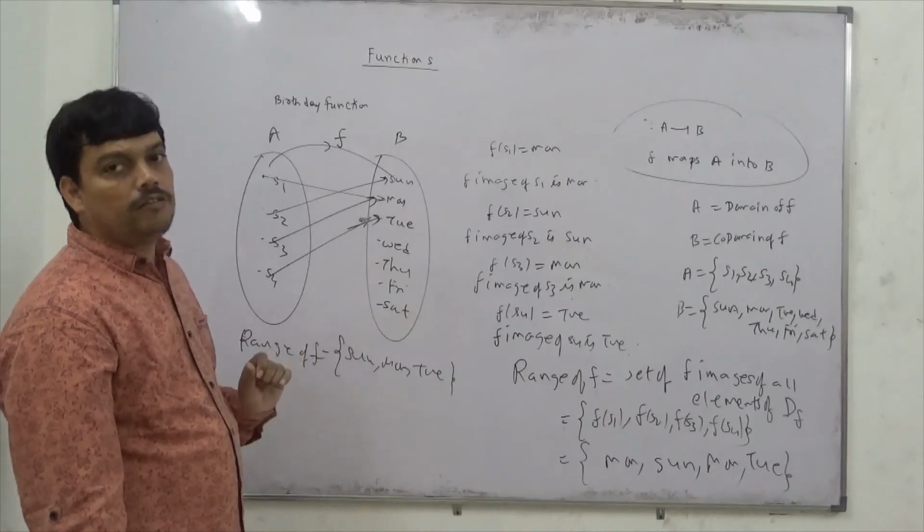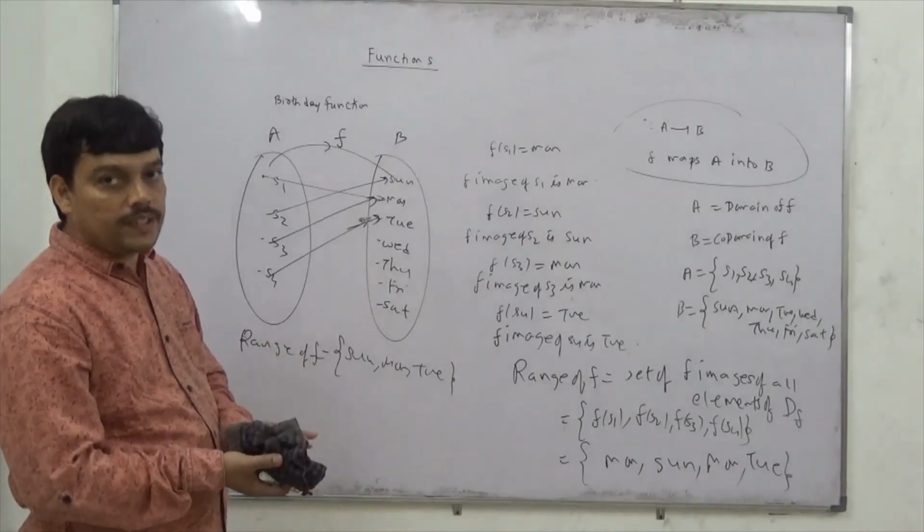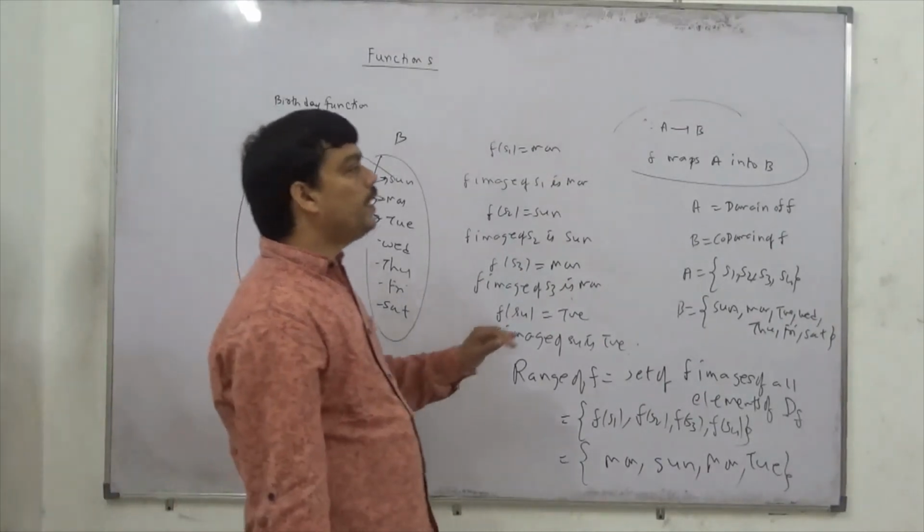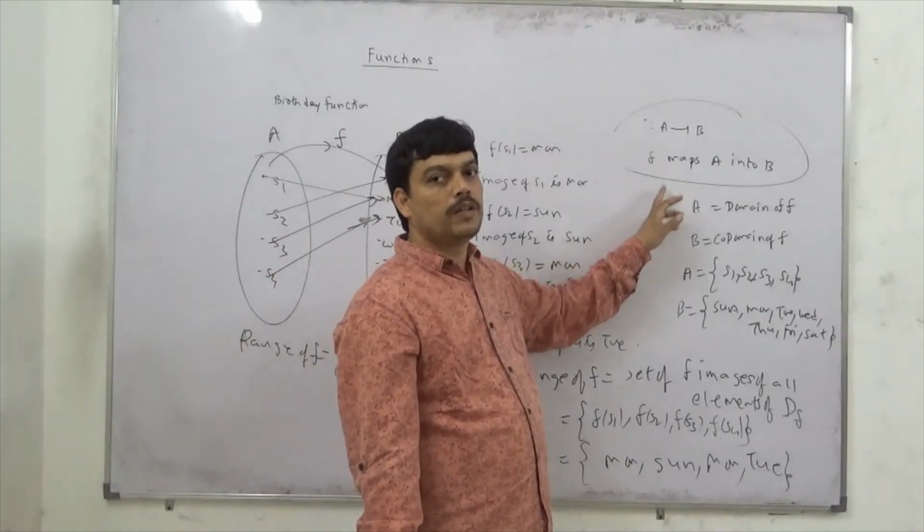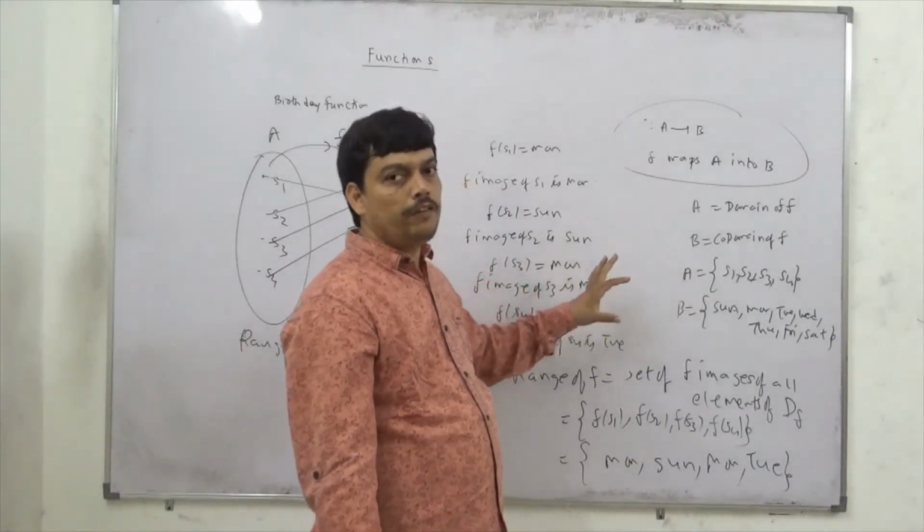So with this we now have clarity on what a function is, the meaning of its domain, the meaning of codomain, the meaning of the range, and also the concept of f image.